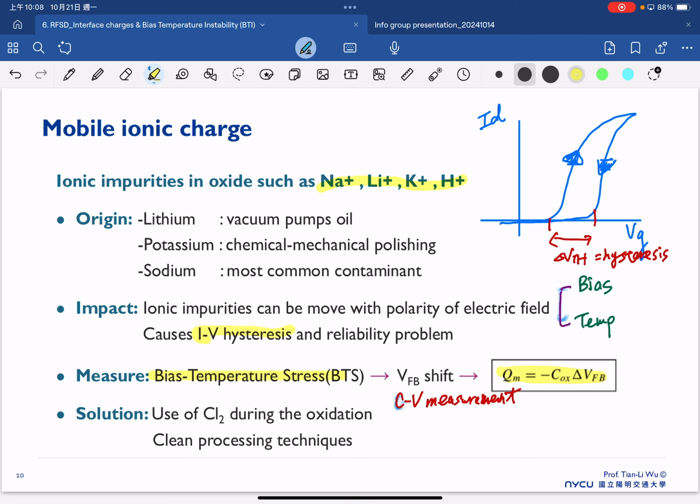Of course, there are some general solutions for this. We have to use certain different gases in the oxidation. Also, we need to further optimize our cleaning process.